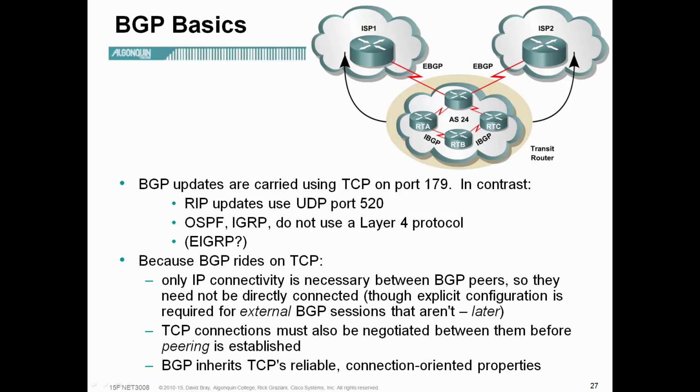So TCP is used, and therefore a standard TCP connection has to be negotiated before peering is going to be established. But because of that, we don't really need to do anything else to get reliable communications, because BGP inherits everything from TCP, so it's connection oriented and reliable.